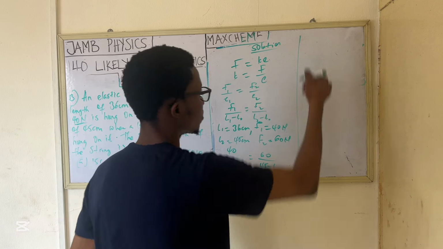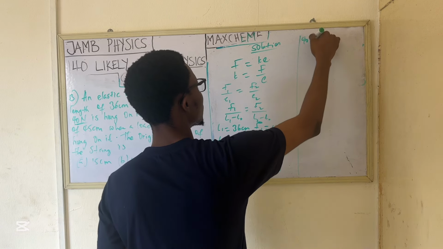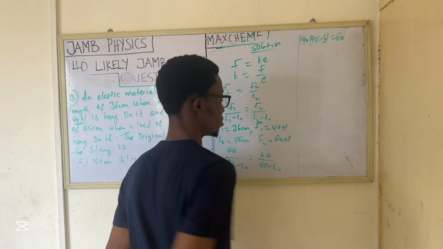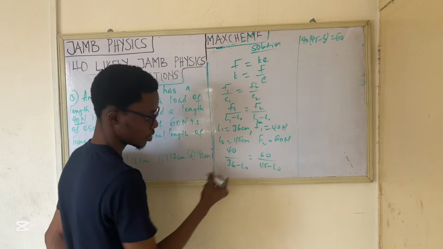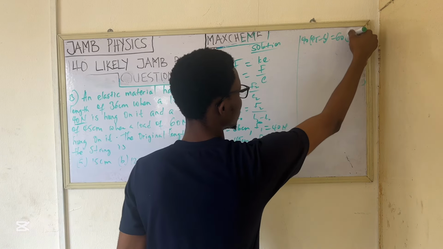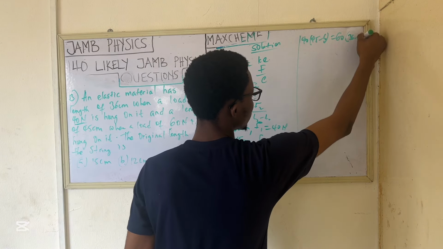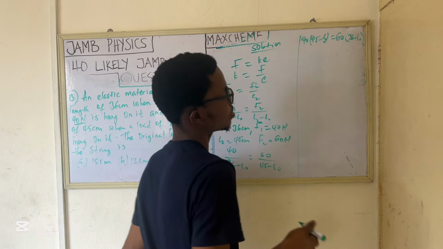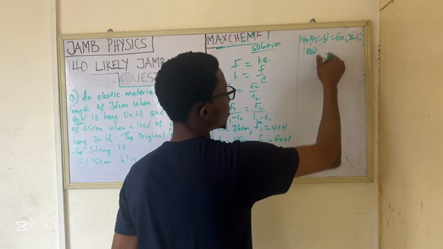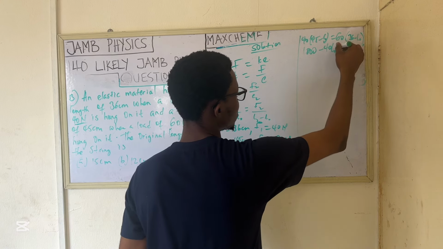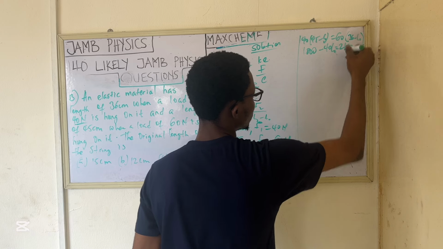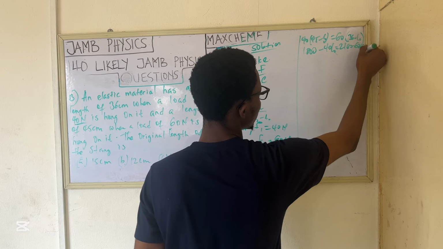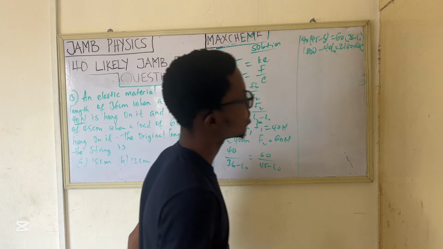We can cross multiply. You can say 40 open bracket 45 minus L0 equals 60 open bracket 36 minus L0. So 45 times 40 will give us 1800 minus 40 L naught, equals 60 times 36, which is 2160, minus 60 L naught. So from there we collect like terms, then we are good to go.